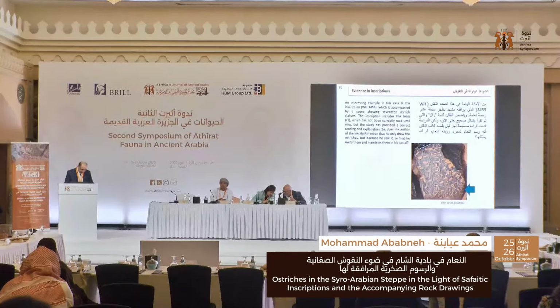An interesting example in this case is the inscription of Winnett and Harding, 3455, which is accompanied by a scene showing 17 ostrich figures. The inscription includes the term ra'il, which has not been correctly read until now, but this study has provided a correct reading and explanation.